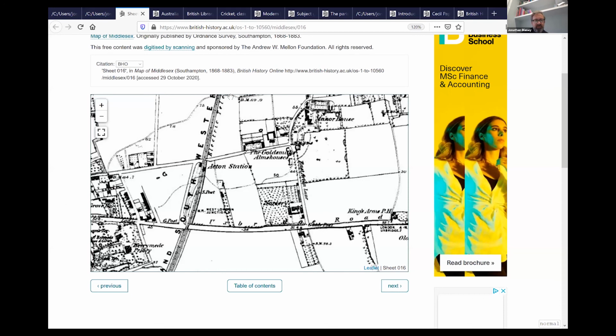Just be a little bit careful with the dates, because obviously this mapping took a long time. This map of Middlesex here took 15 years. So if you want to know exactly when a feature occurs on the map, you'll have to do a bit of detective work working out exactly when this bit of the map should have been mapped, because you have to find a feature which appeared at a certain point in that date range, but it'll give you a good idea.